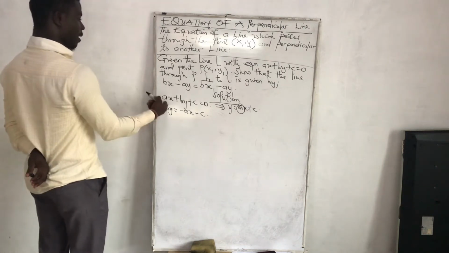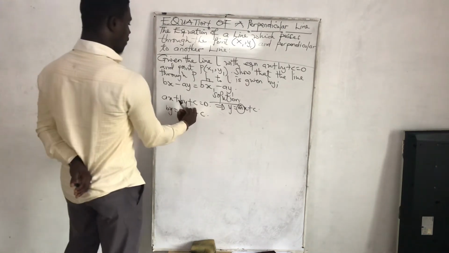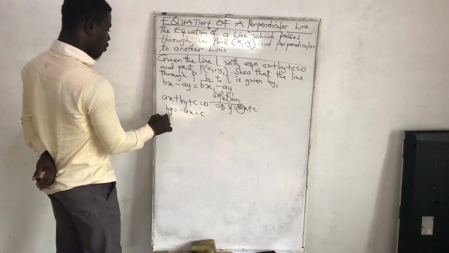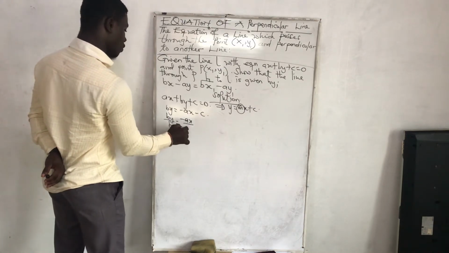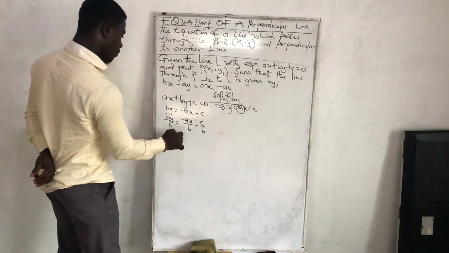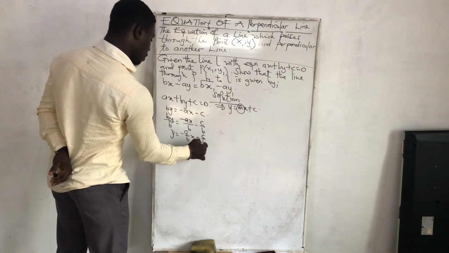right? Send positive ax to the right hand side, so I get negative ax. Then positive c to the right hand side, I also get negative c. Then by, I divide both sides by b. So negative ax on b, minus c on b. So I get y being equal to negative a on bx minus c on b.